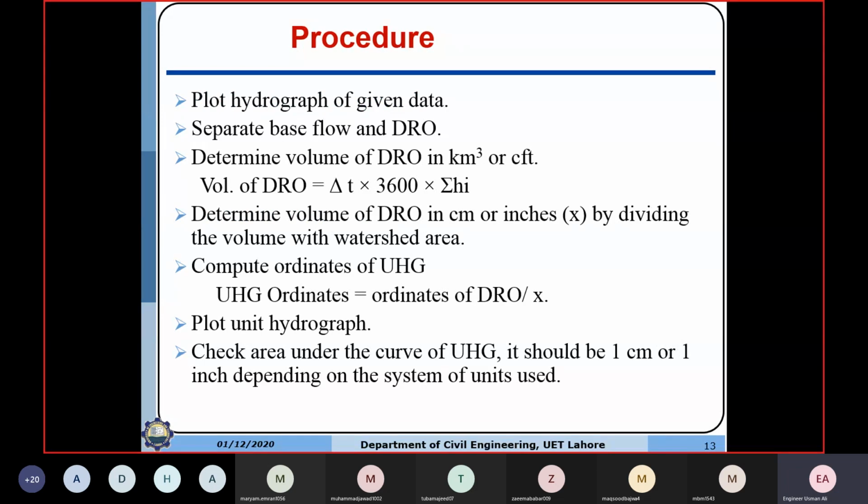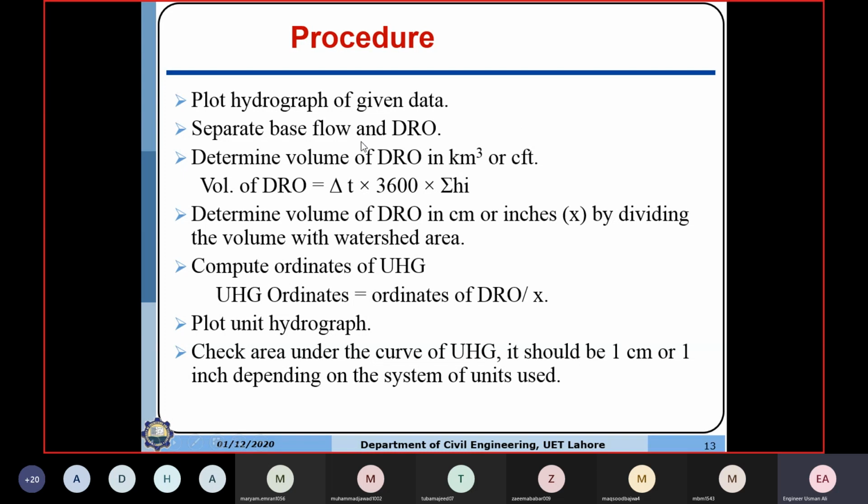Now coming to the procedure to derive the unit hydrograph. First of all, you will plot the given data, you will achieve the hydrograph. You are given in the manual two separate graph sheets. On one graph you have to make the separate hydrograph, isolated hydrograph. Just you have to plot the data of discharge and time, selecting a suitable scale. And on the same graph you have to separate the base flow and the DRO. The second graph sheet is given to you where you will plot the DRO hydrograph and the unit hydrograph on that graph. So इस तरह आपने इनको बनाना है.